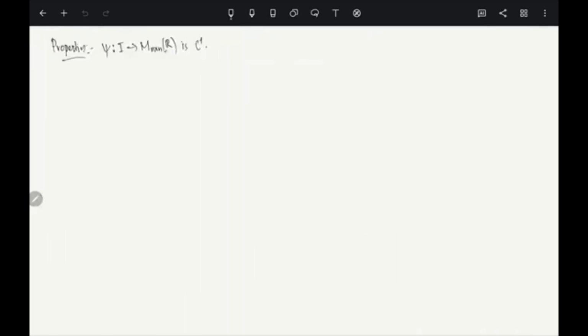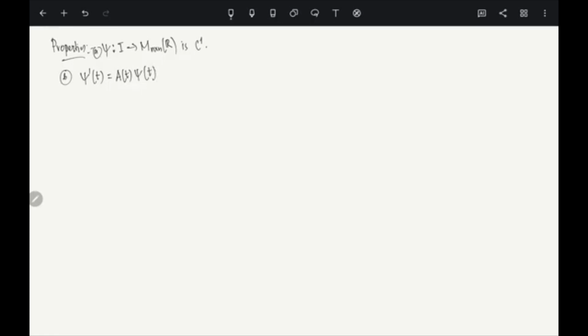Now, this is the first property which we know. The second property I am going to write down, and you have to verify it. It is very easy, actually trivial, so please verify it. Since phi is C1, what happens to phi prime of t? You can show that phi prime of t is nothing but A times phi of t. This is what phi does.